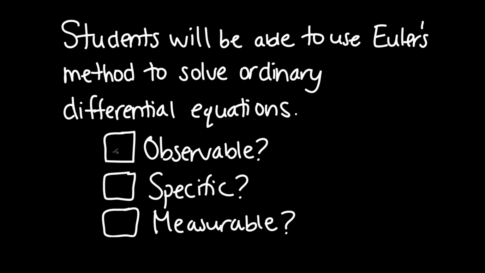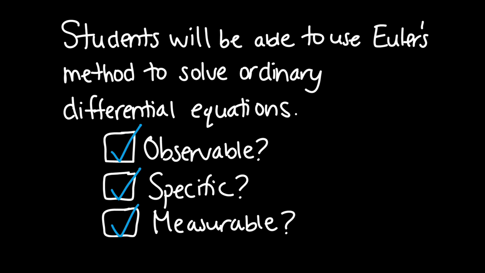This learning objective is observable. It's realistic within the framework of the course. It is specific because the context of differential equations is provided. And it's measurable because students know that they should be able to use Euler's method. This learning objective corresponds to the apply level of Bloom's taxonomy.